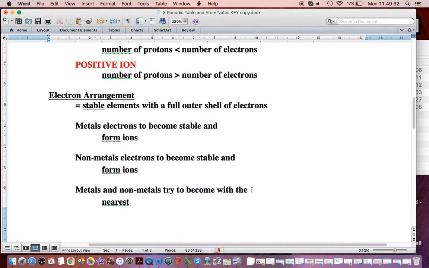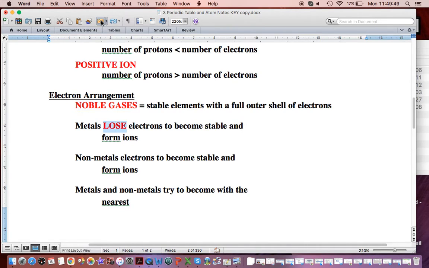Next thing we look at, and remember pause if I go too quickly, electron arrangement. The noble gases are stable. It means they're perfect the way they are. They don't need to change. They have a very stable arrangement of electrons. They don't want to gain or lose.